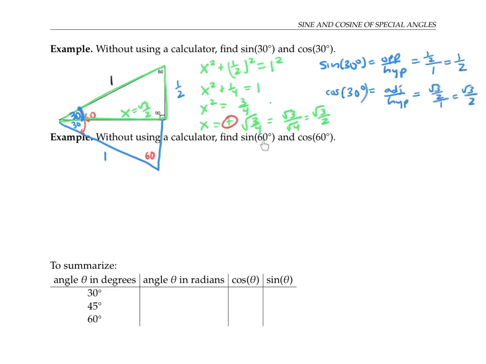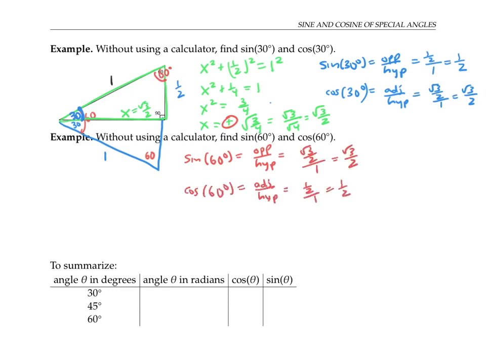To find sine of 60 degrees and cosine of 60 degrees, we can actually use this same green triangle and just focus on this upper corner angle of 60 degrees instead. So sine of 60 degrees, opposite over hypotenuse, but this time the opposite for this angle is the square root of 3 over 2. Cosine of 60 degrees, adjacent over hypotenuse, gives us 1/2. I'll summarize the results in this table below.